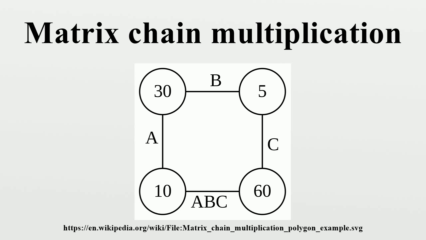For the example below, there are 4 sides: A, B, C, and the final result ABC. A is a 10 times 30 matrix, B is a 30 times 5 matrix, C is a 5 times 60 matrix, and the final result is a 10 times 60 matrix. The regular polygon for this example is a fourgon, i.e., a square. The matrix product AB is a 10 by 5 matrix and BC is a 30 by 60 matrix. The two possible triangulations in this example are the polygon representation of (AB)C and the polygon representation of A(BC).